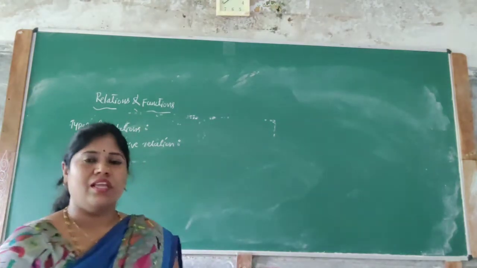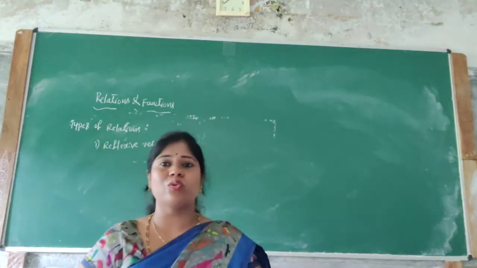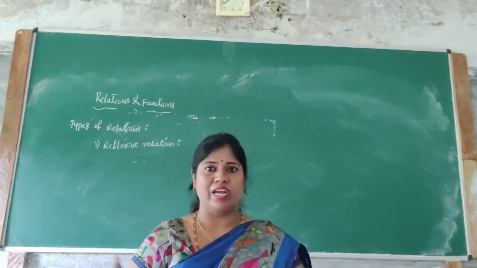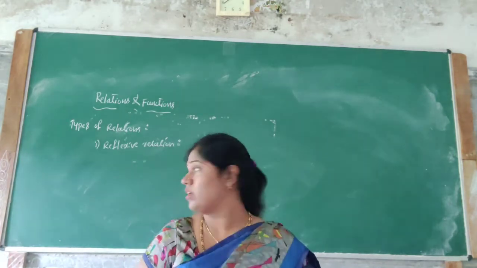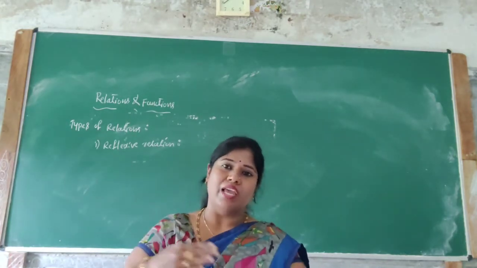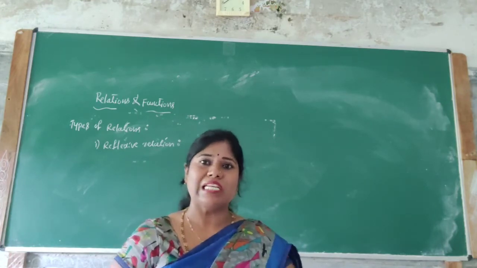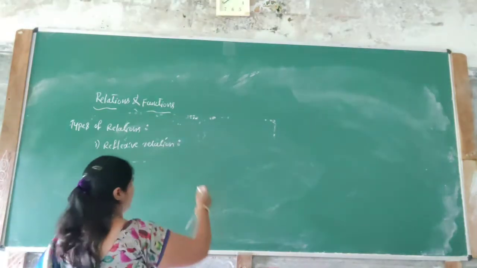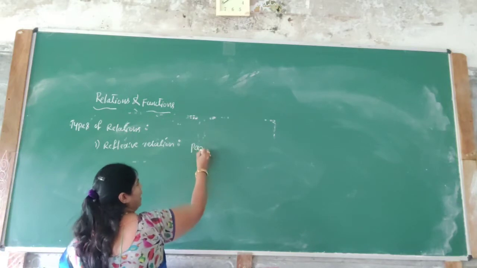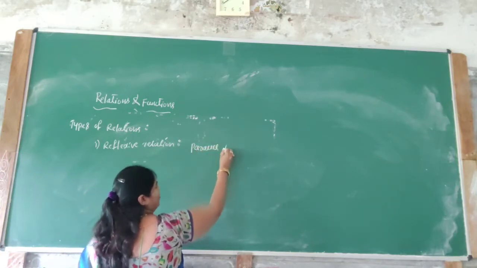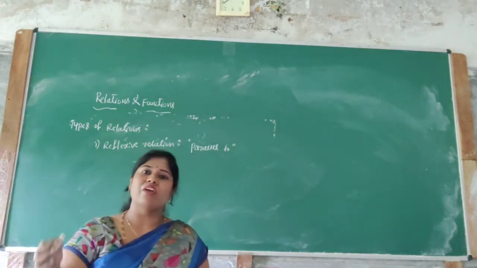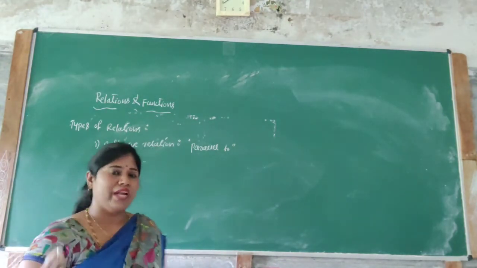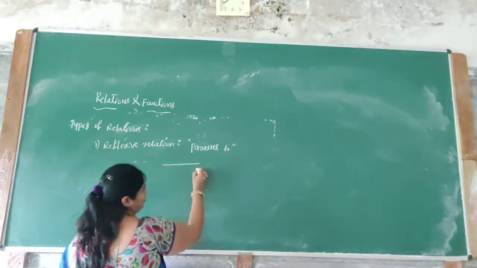The first one is the relation parallel to. It is a reflexive relation because every line is parallel to itself. What is the relation parallel to? Parallel to is a reflexive relation because every line is parallel to itself. For example, this one is A.